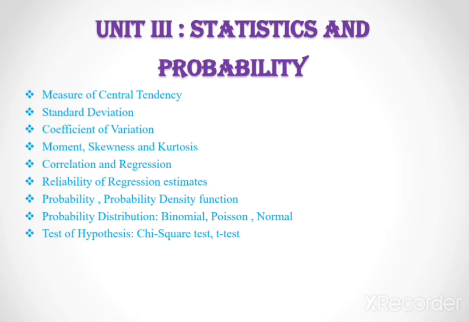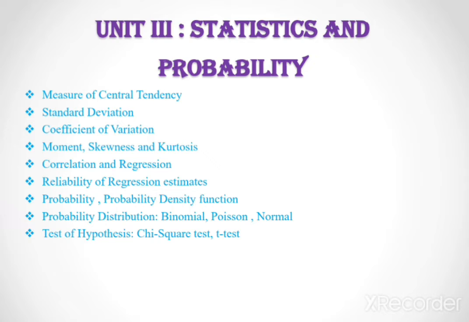Unit 3 is statistics and probability. This unit also has 2 parts, statistics and probability. In the statistics part, the topics are measures of central tendency, standard deviation, coefficient of variation, moments, skewness and kurtosis, correlation and regression, and reliability of regression estimate.